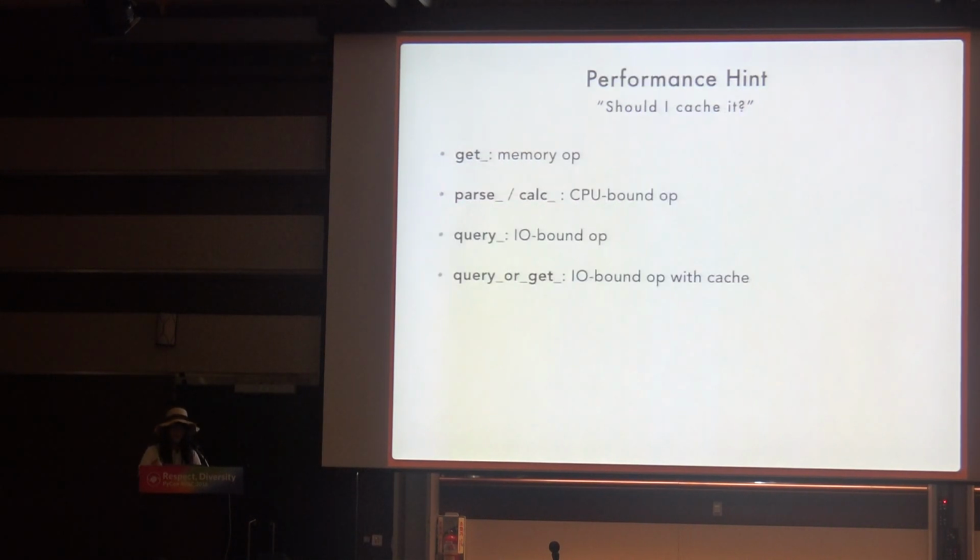You can also put some thinking into the verb of a function. You can hint the performance by the verb. Like I usually use get to hint the function performs a memory operation, calculate to hint a CPU-bound operation, and query for an IO-bound operation. You can even hint that your function has an underlying cache. Then I will use query or get, which looks like it may have a cache.